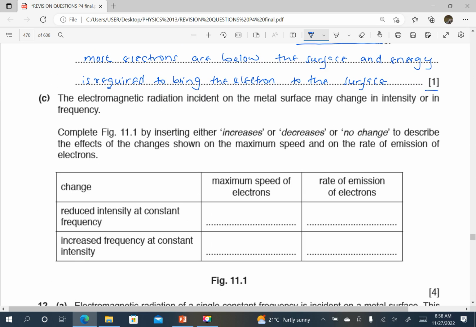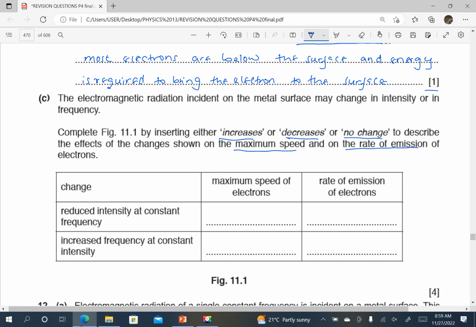The electromagnetic radiation incident on the metal surface may change in intensity or in frequency. Complete the figure by inserting either increases or decreases or no change to describe the effects of the changes shown on the maximum speed and on the rate of emission of electrons. So the rate of emission, that is the number of electrons emitted per unit time.